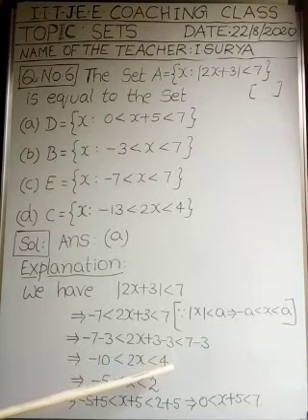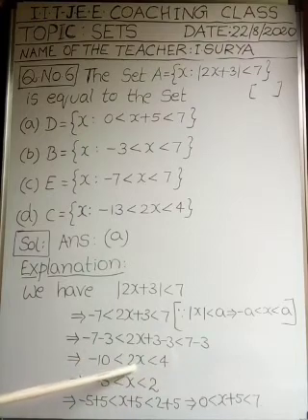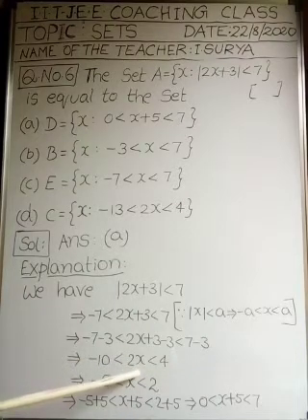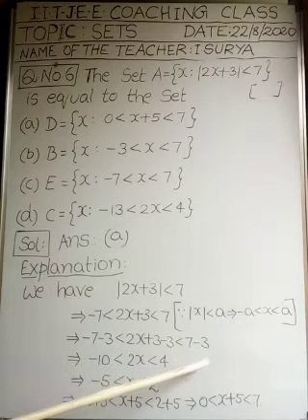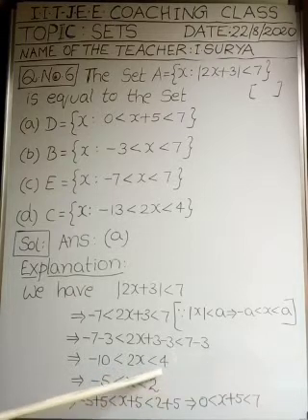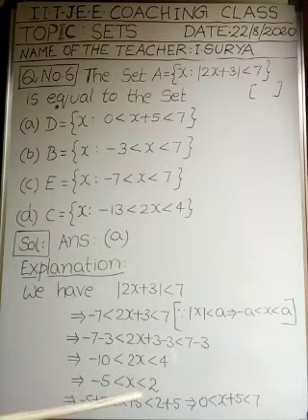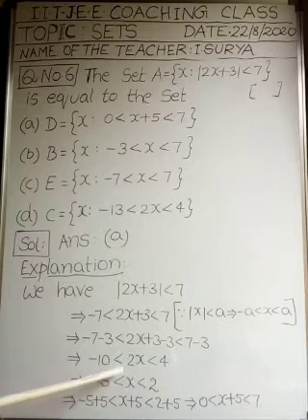Plus 3 minus 3 gets cancelled. What will you get here? 2x only. Understood this part, my dear children? Middle part. Right. Less than 7 minus 4. What will you get? 7 minus 3? 4 only. Understood this part, my dear children? Right. Understood this step, my dear children?